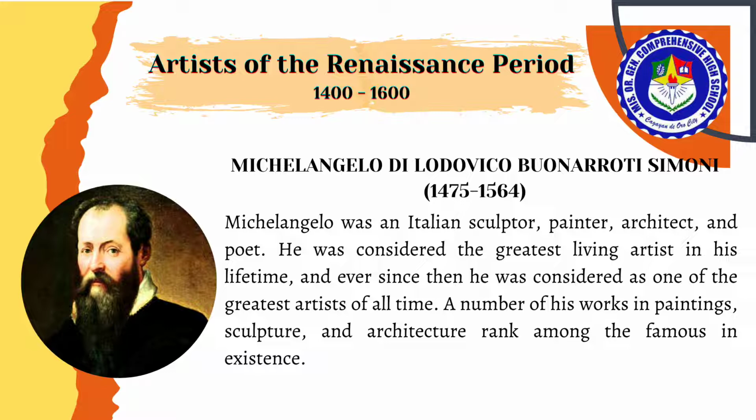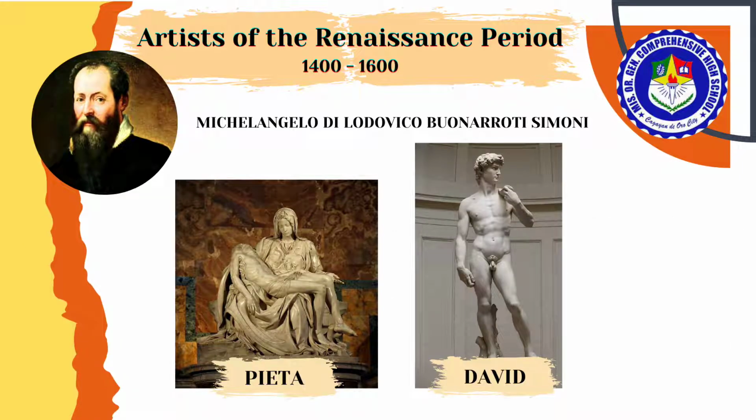He was considered the greatest living artist in his lifetime, and ever since then, he was considered as one of the greatest artists of all time. A number of his works in paintings, sculpture, and architecture rank among the famous in existence. Two of his best known works, the Pieta and David, were sculpted before he turned 30.